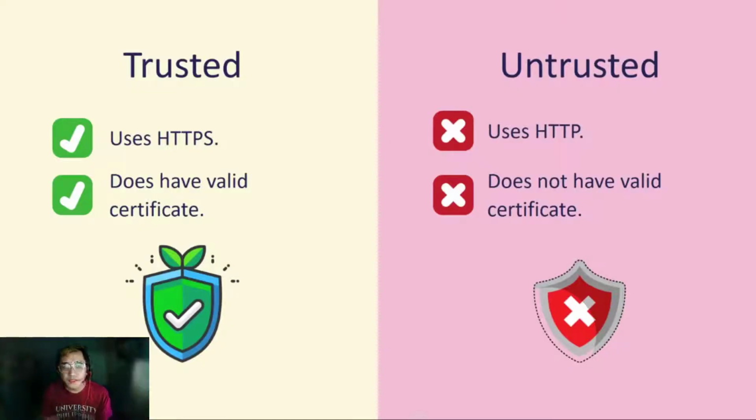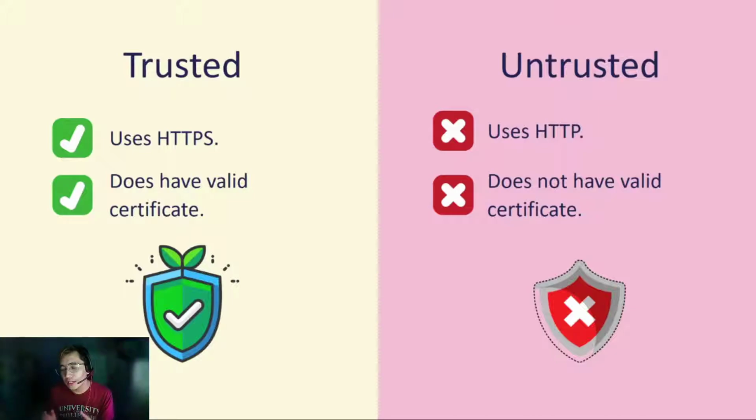A website is trusted when it uses HTTPS, which means that all transactions on the website are encrypted. So whether you provide your personal information, bank information, or name, the transaction will be encrypted by the site. It also has a valid certificate, which means it has been certified that the website is valid or legitimate. Untrusted sites use HTTP only, which doesn't encrypt.